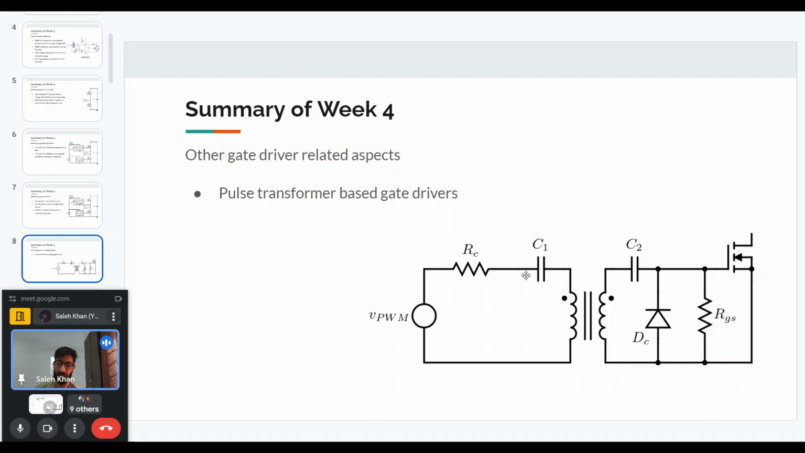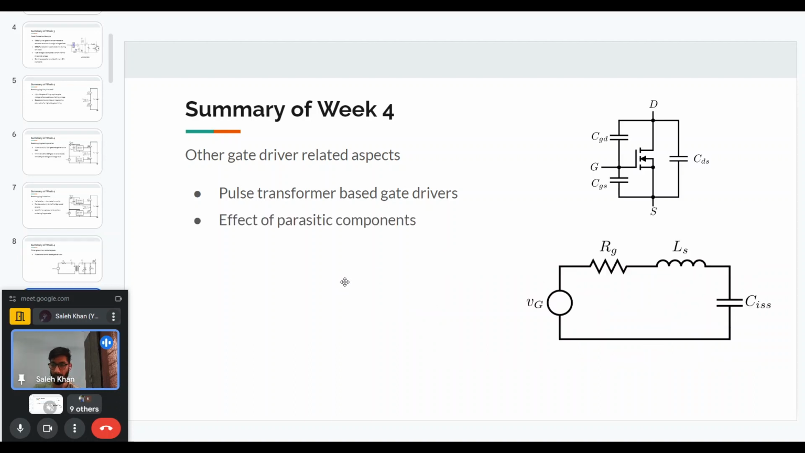But there are some problems associated with it. One is that it can only transfer the AC component. So if you want to transfer the DC component, you require some other capacitors and diodes, which are shown here. And it also has its own parasitic components. If the switching frequency is high, then it causes some problems.